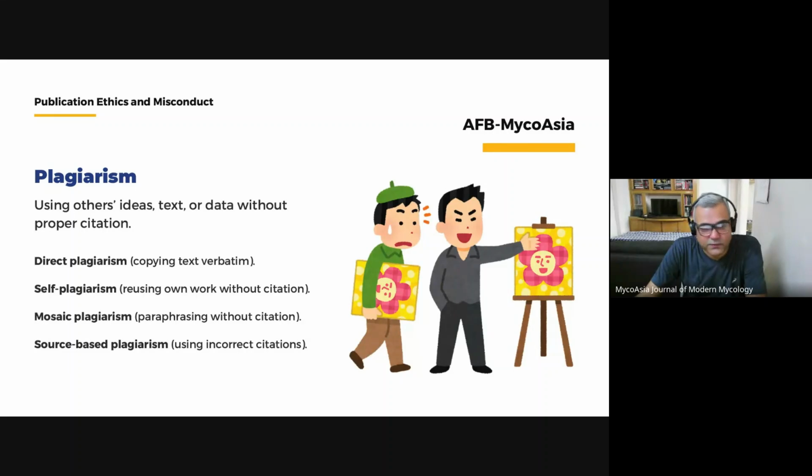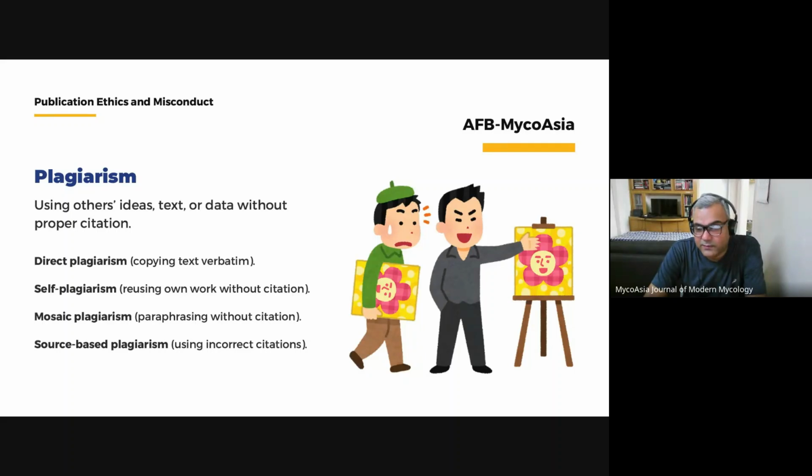There are 4 different types of plagiarism. First one is direct plagiarism, copying direct verbatim. Basically, it means you like three to four sentences in a paragraph in a paper that you read. You like the way it has been expressed, the way it has been written. And you just use Control C and Control V, copy and paste into your manuscript. This is called direct plagiarism.